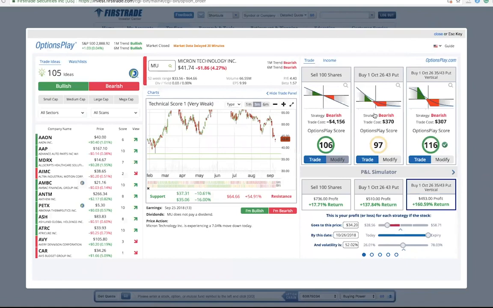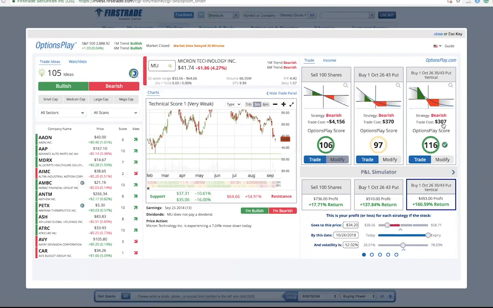So let's look at buying a put option. This is a put option. Instead of costing you $4,000 in margin requirements to short the stock, it'll only cost you $370 to buy a put option, versus buying this put vertical here again. We're not going to get into that strategy. It only costs you $307. So all of these strategies allow you to profit if Micron goes lower.